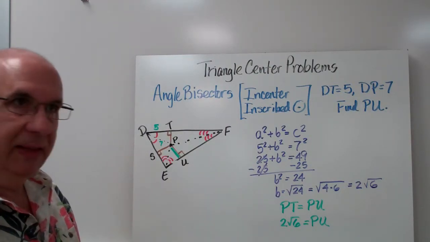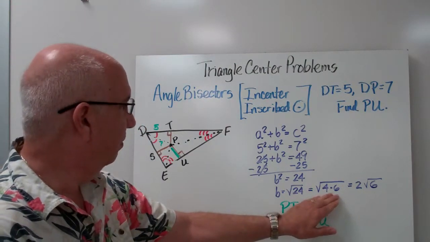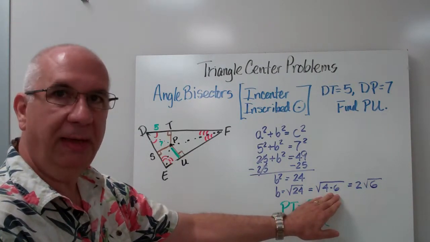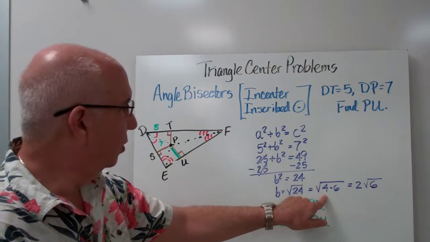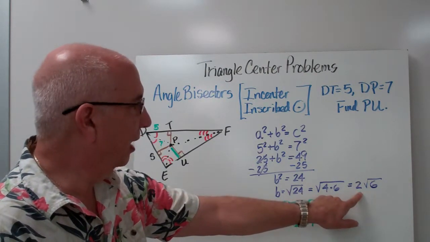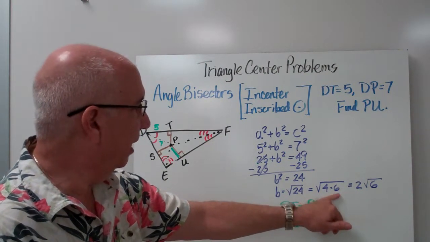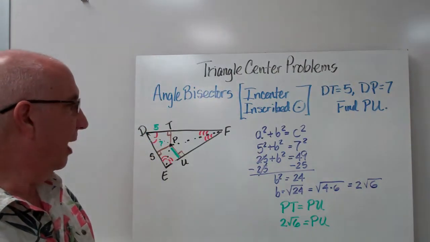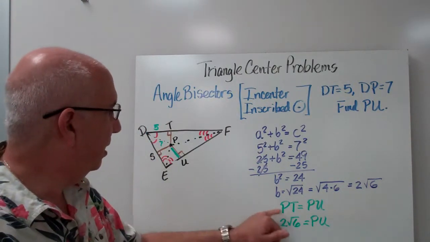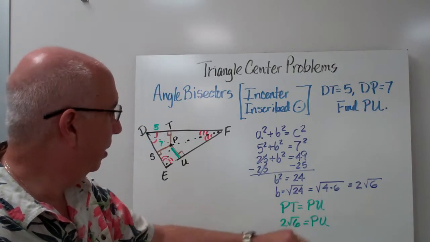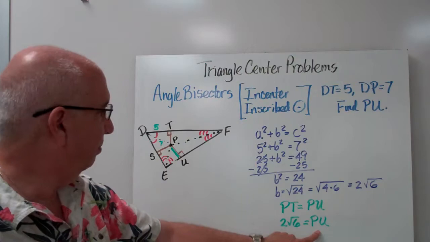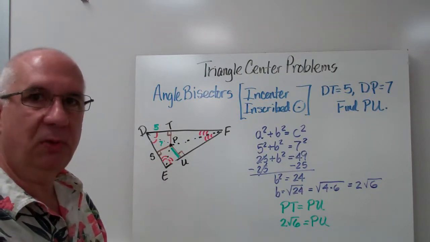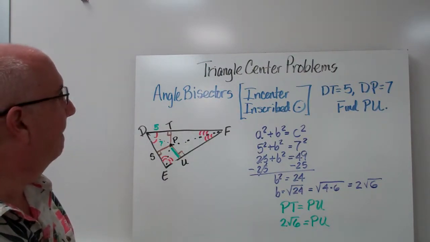We must simplify that. Two factors that give us 24 are 4 times 6. 4 is a perfect square. So the square root of 4 is 2. I move that to the front, and what I have left is the 6. So my final answer is, since PT is equal to PU, I substitute this for PT, and I find out that PU is equal to 2 times the square root of 6.